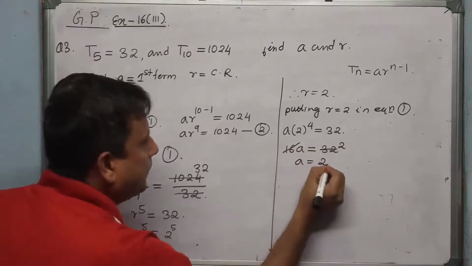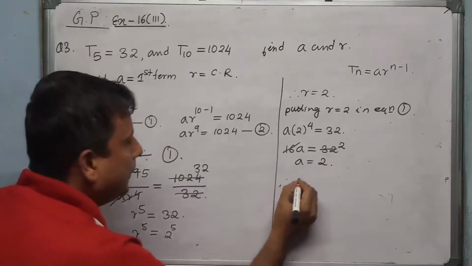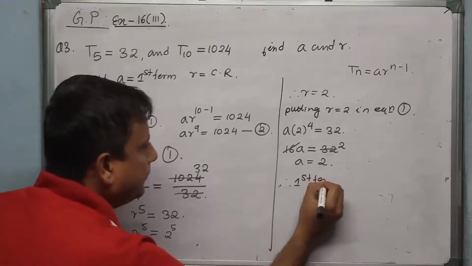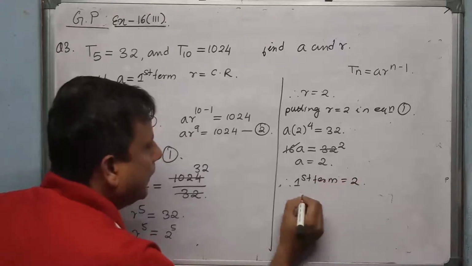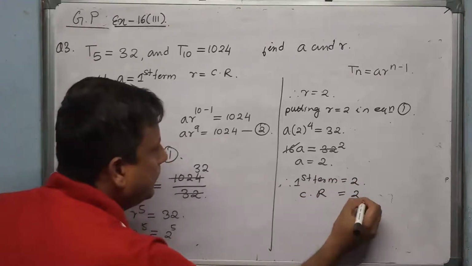A is also 2. That means therefore the first term is equal to 2 and the common ratio is also 2.